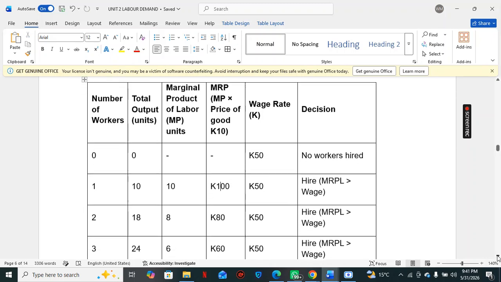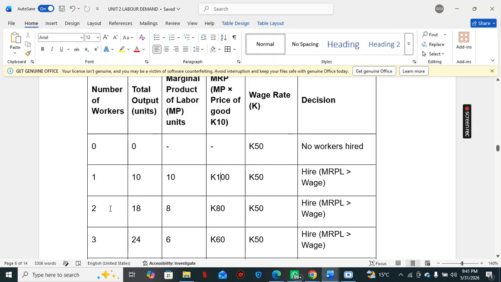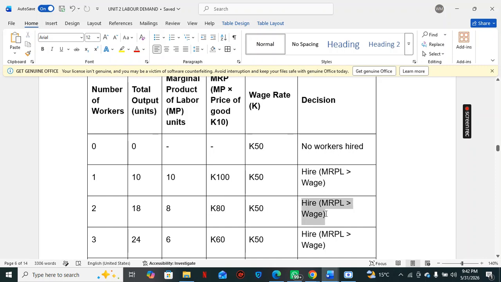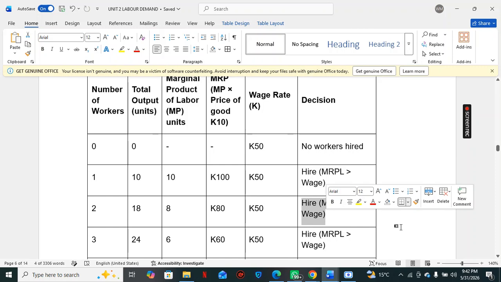You hire the second worker, they're able to produce 18 units. The additional output, 18 minus 10, is 8 extra units. The extra revenue, 8 extra units times 10 kwacha, is 80 kwacha. So this extra revenue they're bringing is greater than the wage rate, so you can still hire this worker.